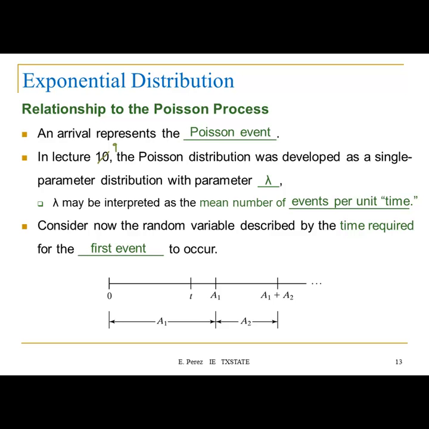So if you look at this graph, we have, again, time period 0. You have your first arrival happening here after time t. And then you have a second arrival, which is going to be adding the time from A1 to A2. So if you look at the interarrival time, the first interarrival time will be described from here to here. The second interarrival time will be described from here to here.